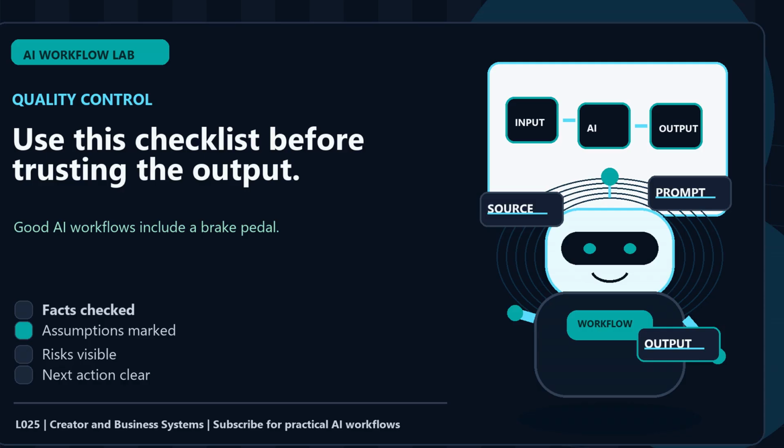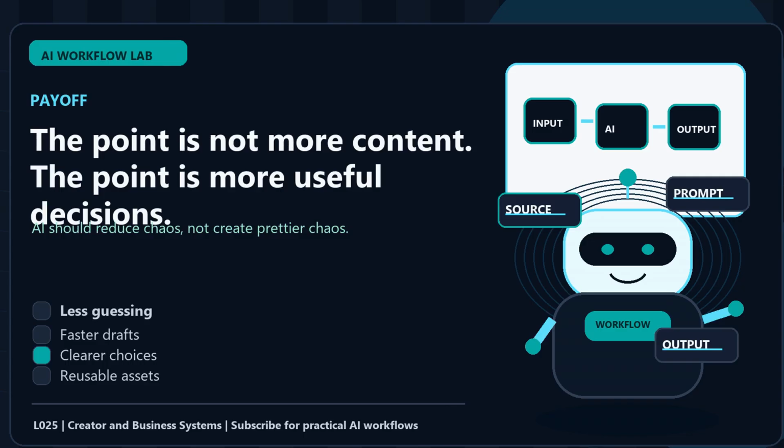If the answer is no, do not throw away the whole workflow. Fix the rule that failed. If the output was too broad, add a limit. If it invented facts, add a source requirement. If it ignored constraints, move the constraints closer to the top of the prompt. If it gave too many ideas, force a ranked top 3.